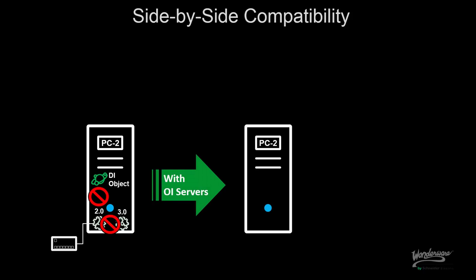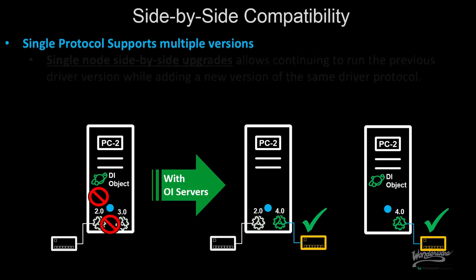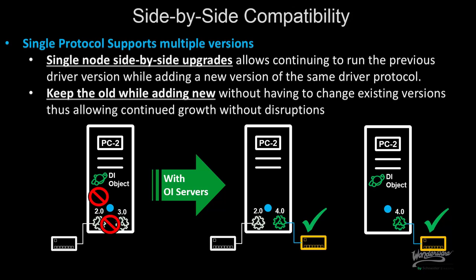With OI servers now, we have the capability of continuing to run the old while also running side by side a new version of the server. In addition, I can also have a DI object and an OI server on the same machine. This gives me the capability of not only supporting multiple versions, but also performing planned upgrades on my machine without impacting existing runtime environments.